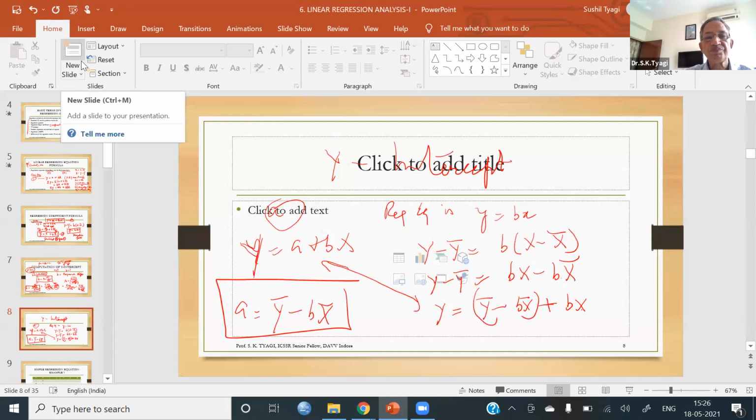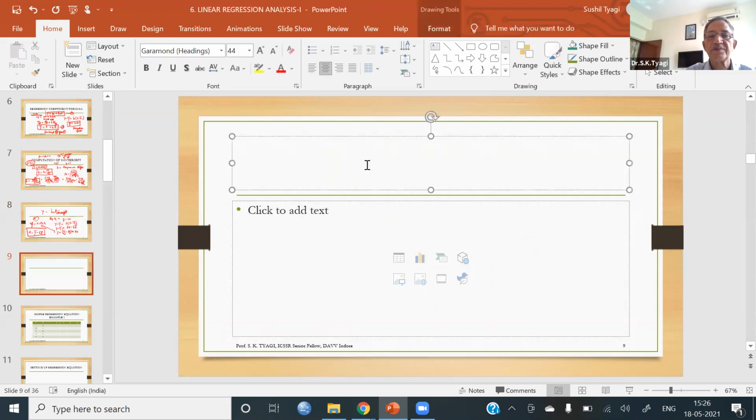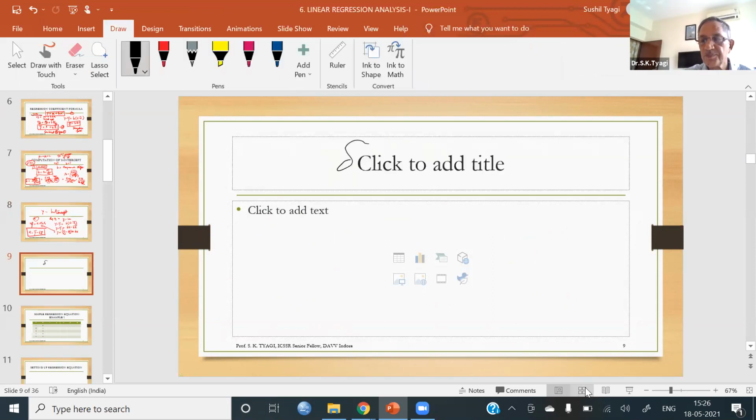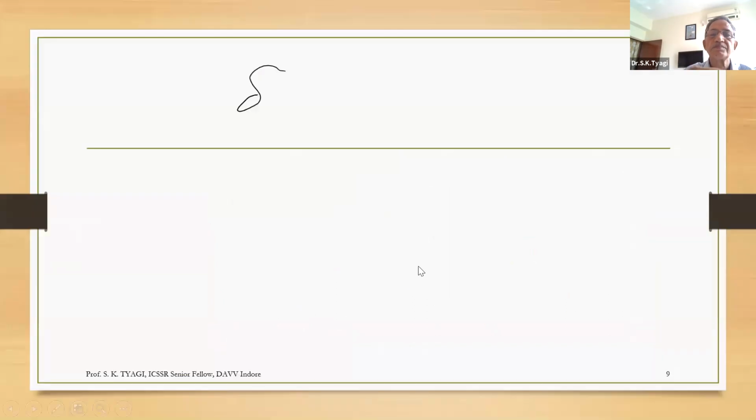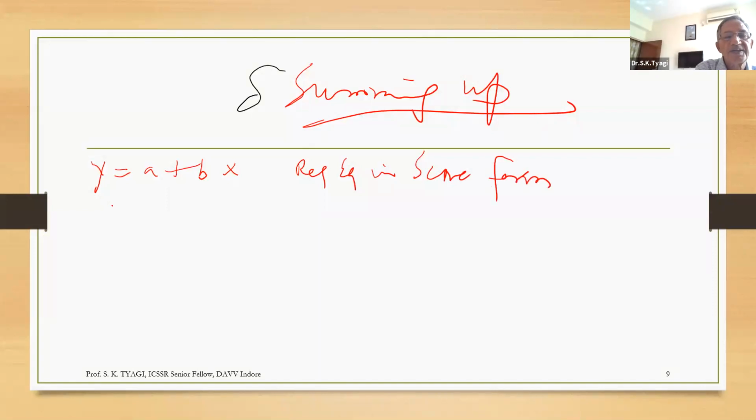This is a summary of what we have done. Summing up, first of all, we considered this formula, y is a plus bx. This is the regression equation in score form. Then we derived y is equal to bx. This is the regression equation in deviation form.